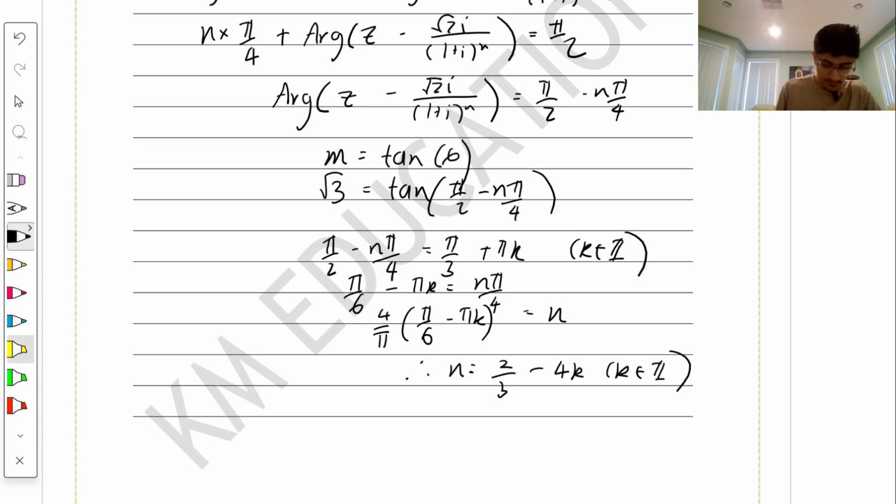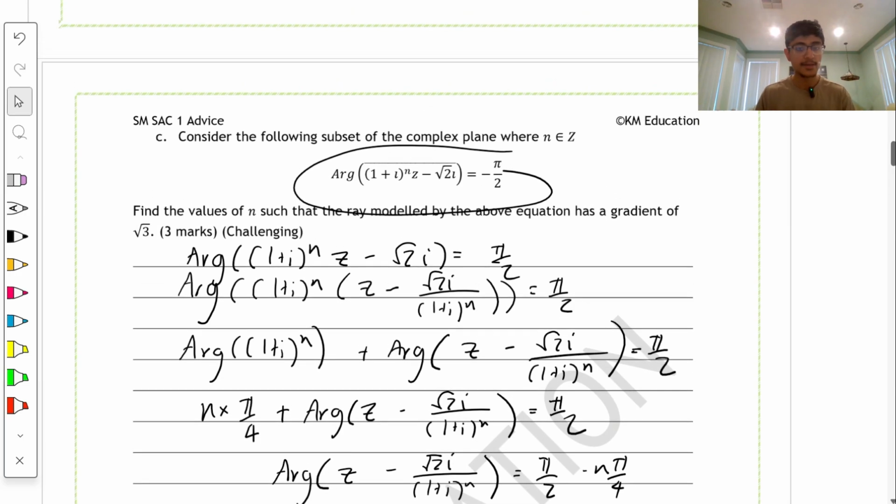So as we can see with this question, even though it looks a bit tricky, we just have to solve it step by step. So we knew that we had to somehow get this in our standard ray form, so we applied some of those 5 argument rules. And once we got it in the standard form, we realized we could connect that form with what the question was giving us, saying that the gradient is square root 3. So my advice for tricky questions is just start off with what you know and see how you go from there.